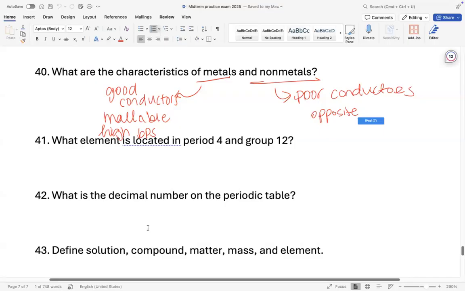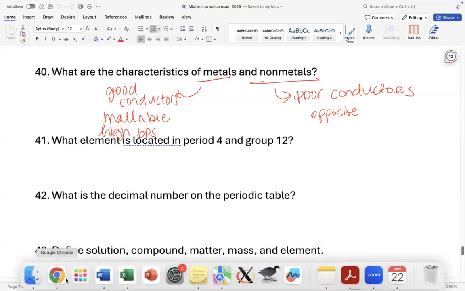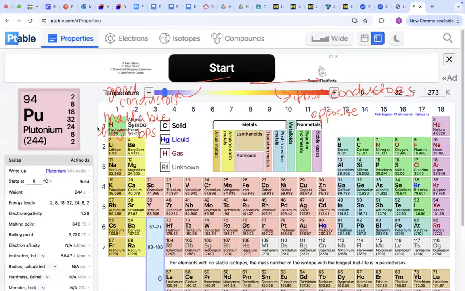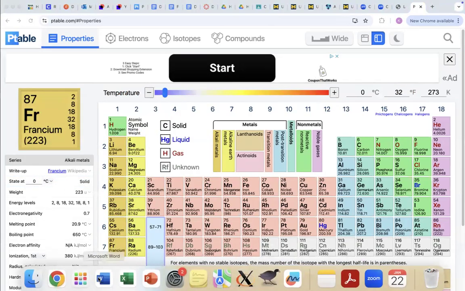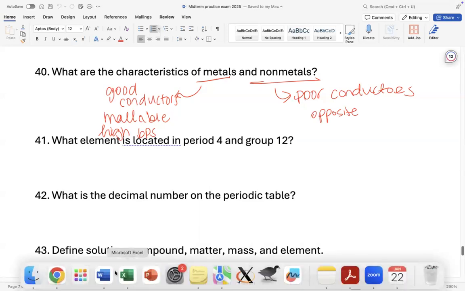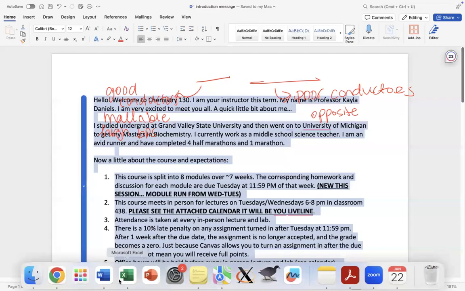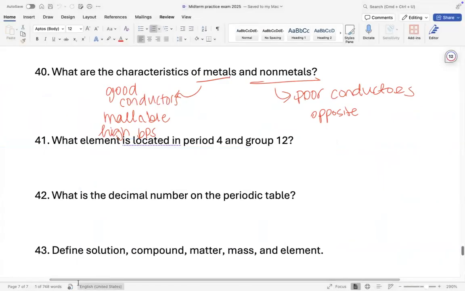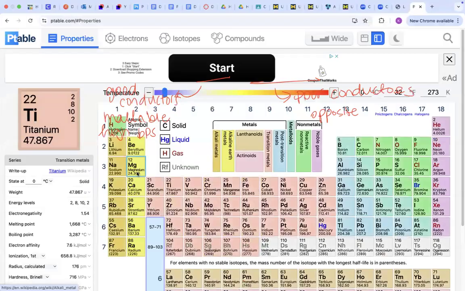All right. You're going to have one question that asks you to locate an element on the periodic table based off of its period and group. So this one is just making us find period 4, group 12. So periods are this way, so that might be something you need to write on your periodic table. And then groups are up top. So it was period 4, so it's in this one. And what was it? Period 4, group 12. Okay, so period 4, group 12 is zinc.